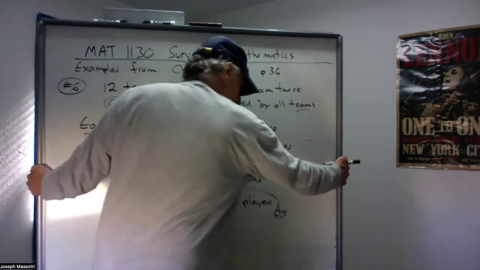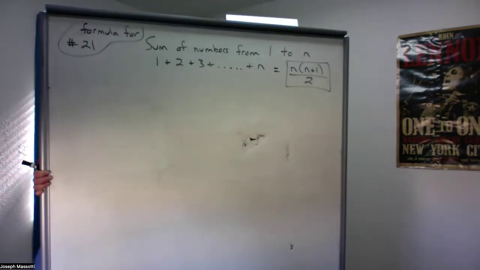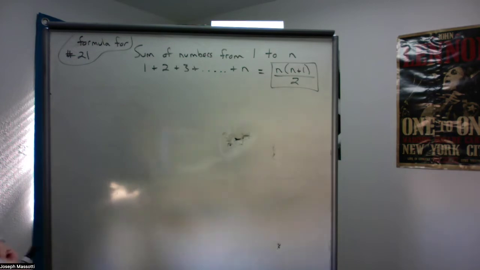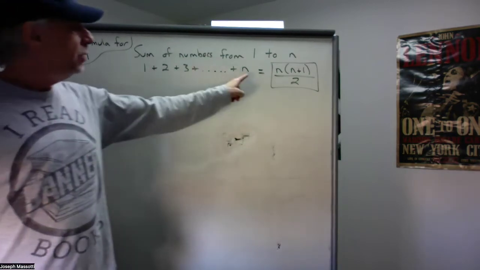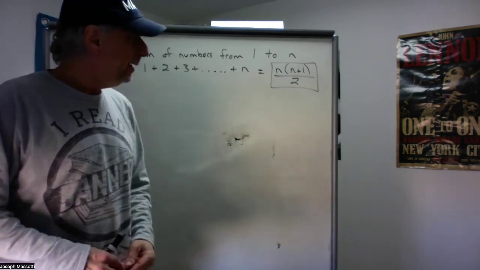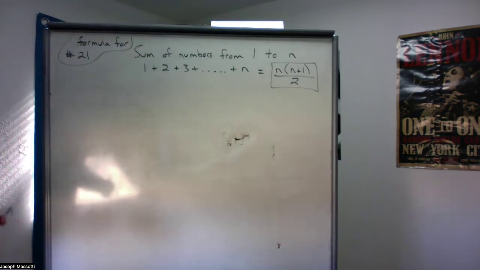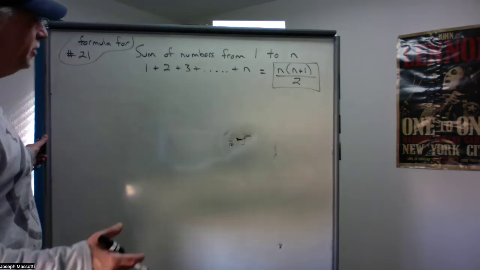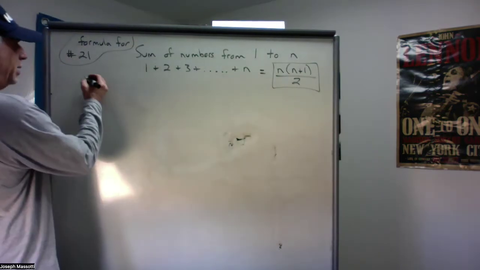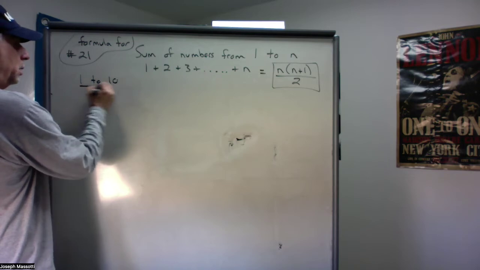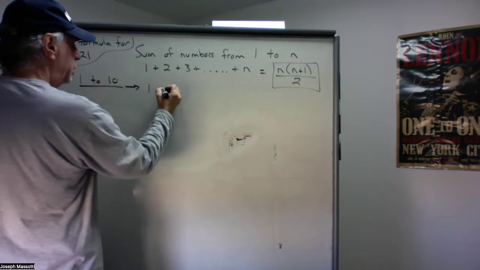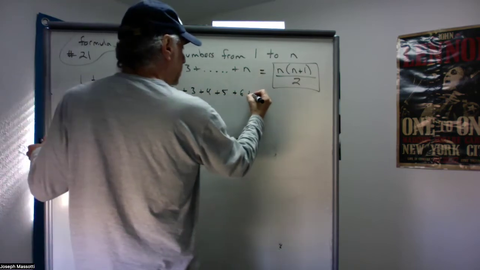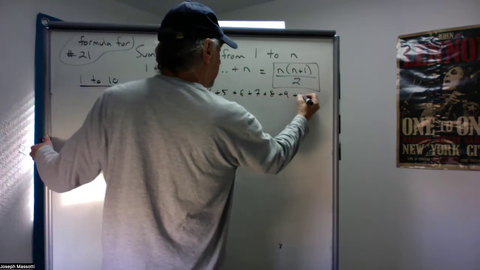All right, let's do one more. And this involves adding a string of numbers, any string of numbers, from 1 to any number. You can add these using this formula. All right, so the story is, well, we won't get into that, we don't have time. But the idea is, let's say we're adding the numbers 1 to 10. All right, so that would be 1 plus 2 plus 3, 4, 5, 7, 8, 9, and 10.